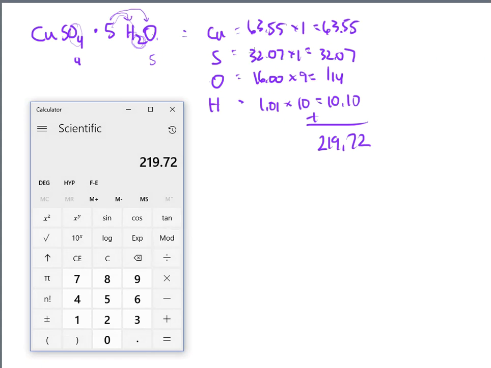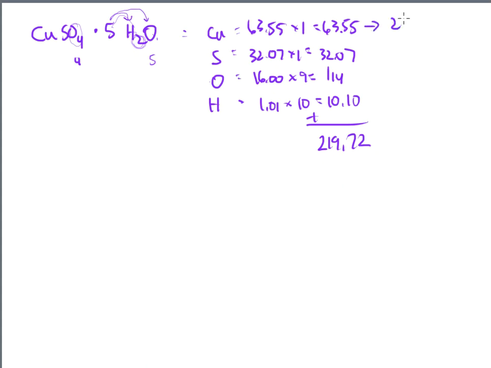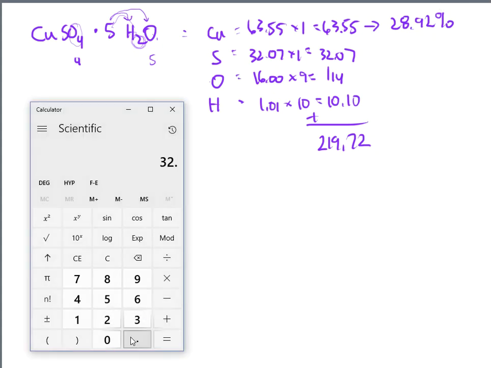So I've got to calculate the percentage of each one of these. So I'm going to take 63.55 divided by the total of 219.72, and then I multiply by a 100 to get a percentage, and that gives me 28.92. Well, I do for sulfur, 32.07 divided by 219.72, multiply by 100, and that gives me 14.60.